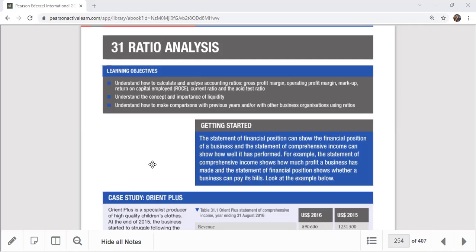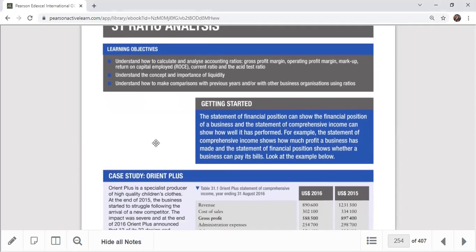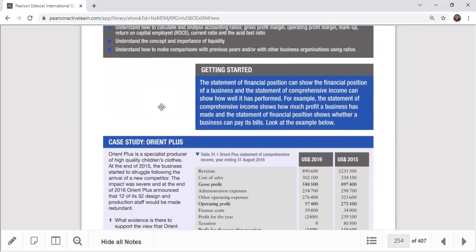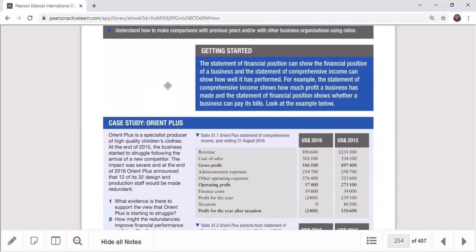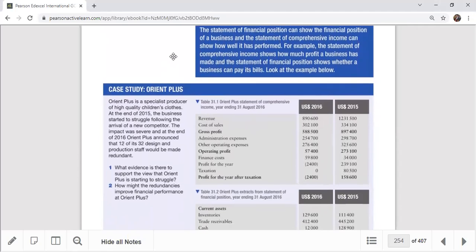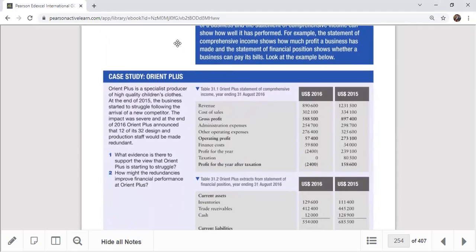Normally the statement of financial position shows the financial position of a business, and the statement of comprehensive income shows how well it has performed. For example, the statement of comprehensive income shows how much profit a business has made, and the statement of financial position shows whether the business can pay its bills. Look at the example below.